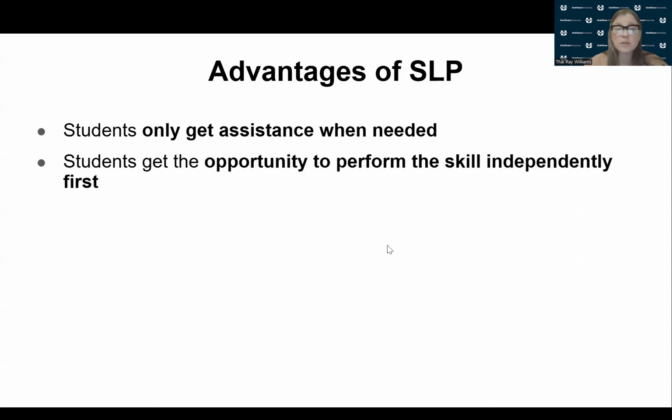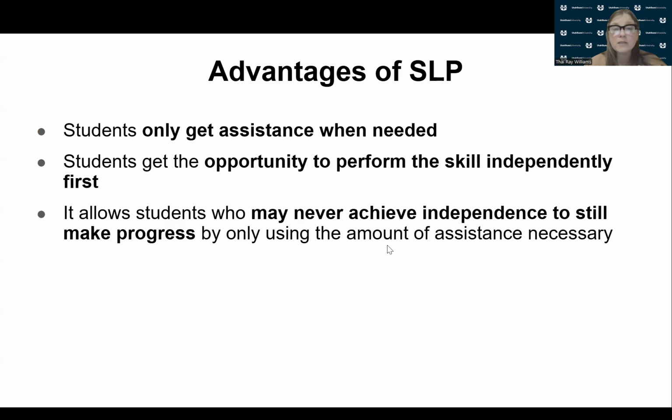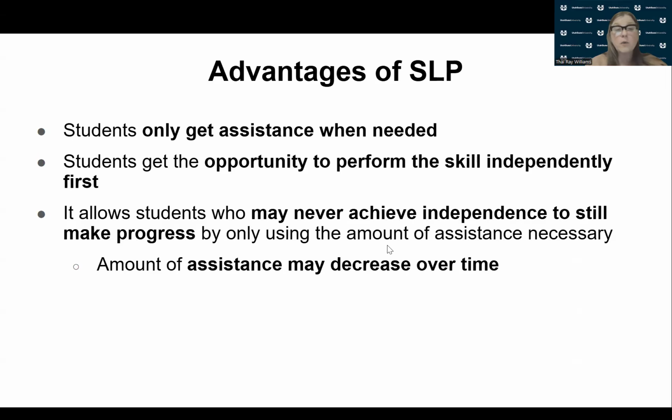Again, students first get the opportunity to perform the skill independently before we give them any type of prompt, and it allows students who never reach independence to still make progress. Because if you were to collect data only on did they perform the skill correctly or not with no level of prompting, there are some students for whom we might never see progress because all of our students don't reach independence. Some students are partially participating, and we still want to see that progress on or related to the amount of assistance they need. So what we may see is the amount of assistance decreases over time.